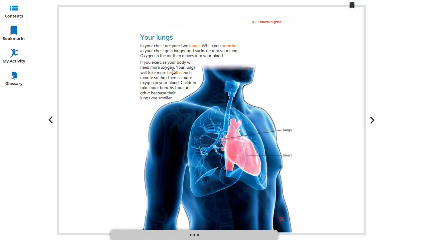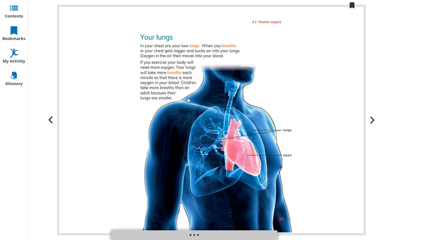If you exercise your body, you need more oxygen. I said to you, your heartbeat increases. How does it increase? You can feel it by your breathing. Your breath rate is faster. So your lungs will take more breaths, more oxygen each minute, so that there is more oxygen in your blood. Children take more breaths than an adult because their lungs are smaller.